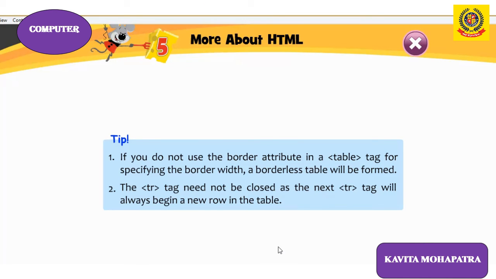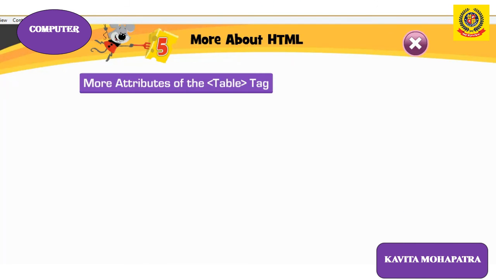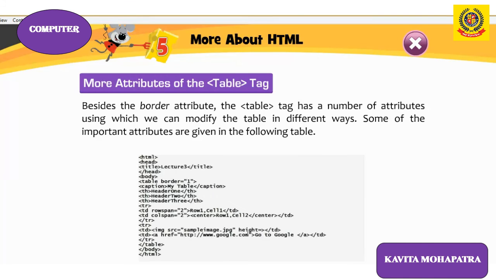If you do not use the border attribute in the table tag for specifying the border width, a borderless table will be formed. The tr tag need not be closed, as the next tr tag always begins with a tr. So you have to close the tr tag. More attributes of the table tag: besides the border attribute, the table tag has a number of attributes using which we can modify the table in different ways. Some of the important attributes are given below.